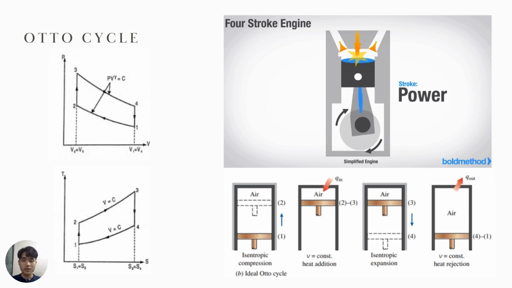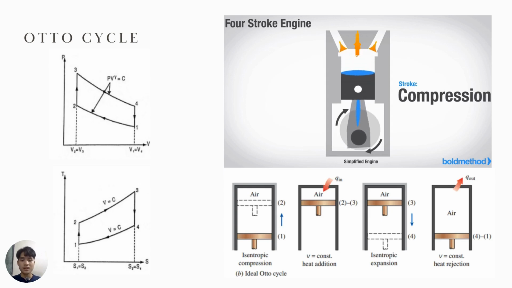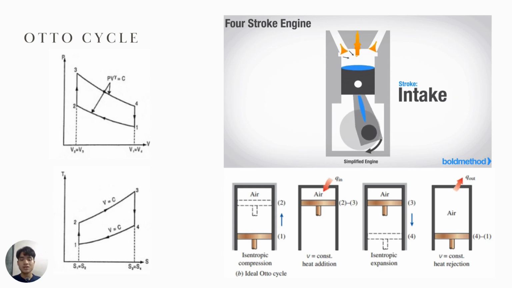Lastly, process 4 to 1 is isochoric heat rejection, where heat is rejected at a constant volume. This represents the exhaust phase, where the spent gases are expelled from the cylinder and the pressure and temperature drop, but the volume remains constant. That is the whole complete cycle of Otto cycle.